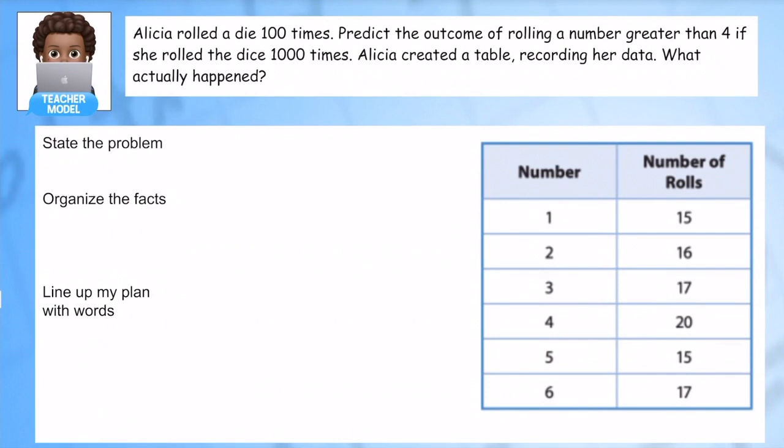Here's our first problem. Alicia rolled a die 100 times. Predict the outcomes of rolling a number greater than 4 if she rolled the dice 1,000 times. Alicia created a table recording her data, what actually happened. Okay, so here's the first part. We're using experimental probability here. If we just wanted a theoretical probability, we would just do 2/6 and we would just use that to figure out the actual probability. Now, here we're using her trials, so this is experimental.